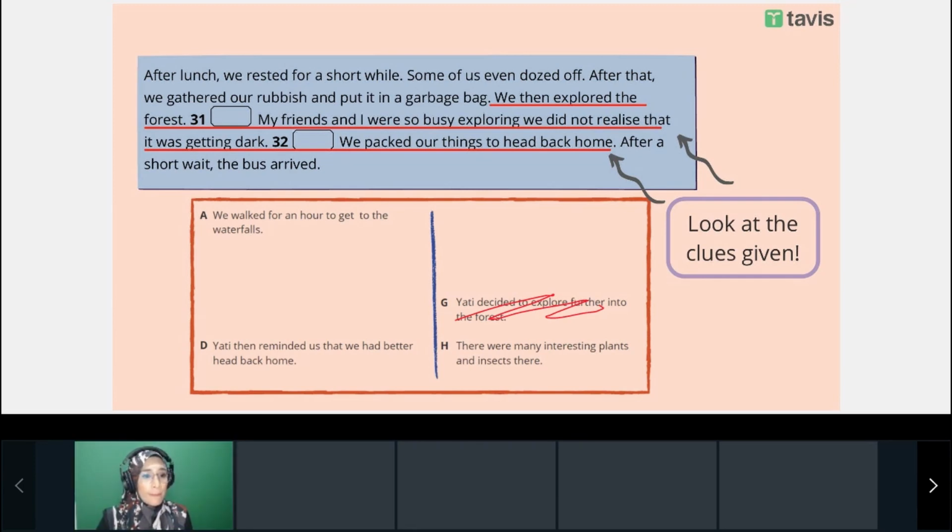What do you think? Is it this? No, they are not walking to the waterfalls anymore. So definitely no, because they are going into the forest. So we are now left with D and H. But let's see D. Yati then reminded us that we had better head home.